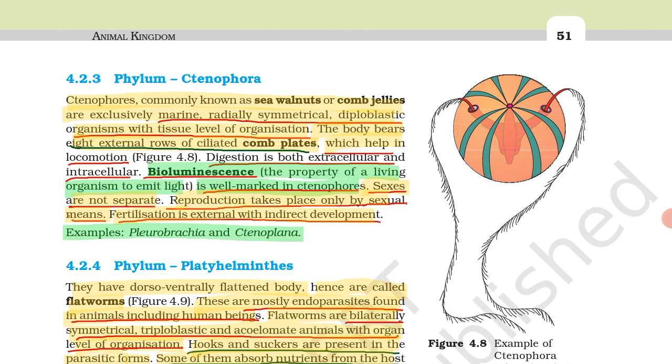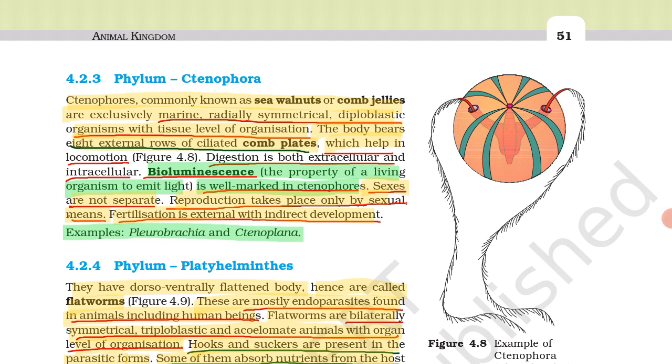They may ask a question like: bioluminescence is seen in which of the organisms? So you have to keep this in mind. In ctenophora they show the bioluminescence property, and bioluminescence means the property of living organisms to emit light. It is well marked in ctenophores.